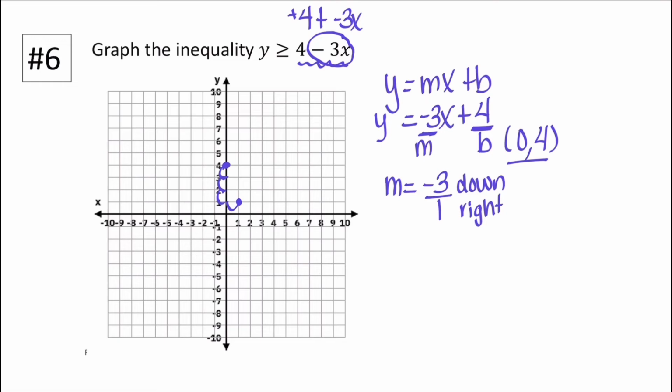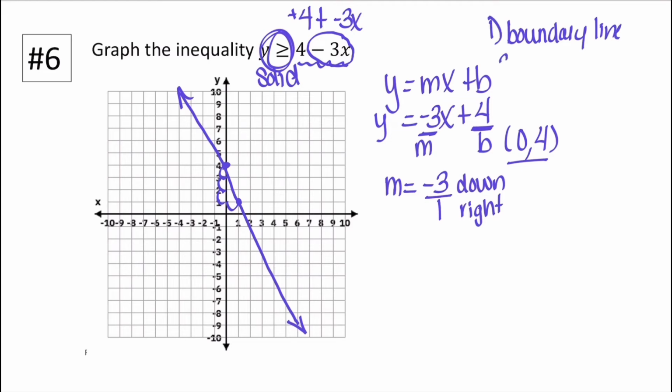Now I need to figure out what kind of line I need to connect these 2 points. Well, you see here I have my greater than or equal to sign. Remember that greater than or equal to is solid. So I am going to draw my line through these 2 points, and that is now my boundary line. But remember, there are 2 parts to the graph of an inequality. I have to have my boundary line and I need my shaded region.